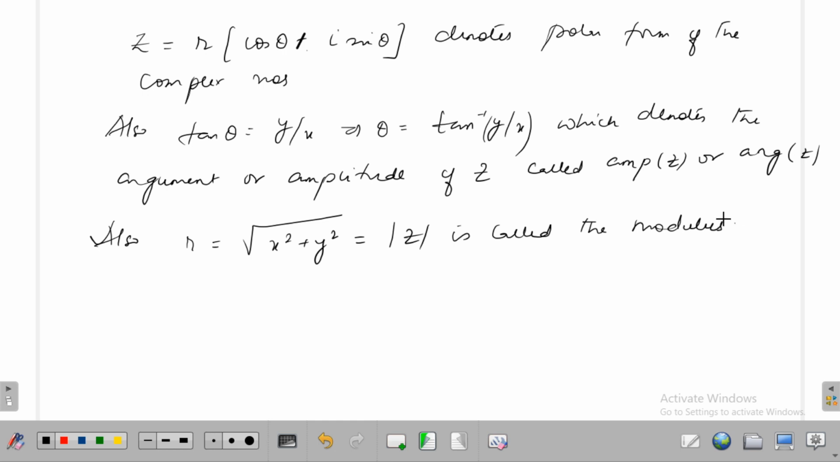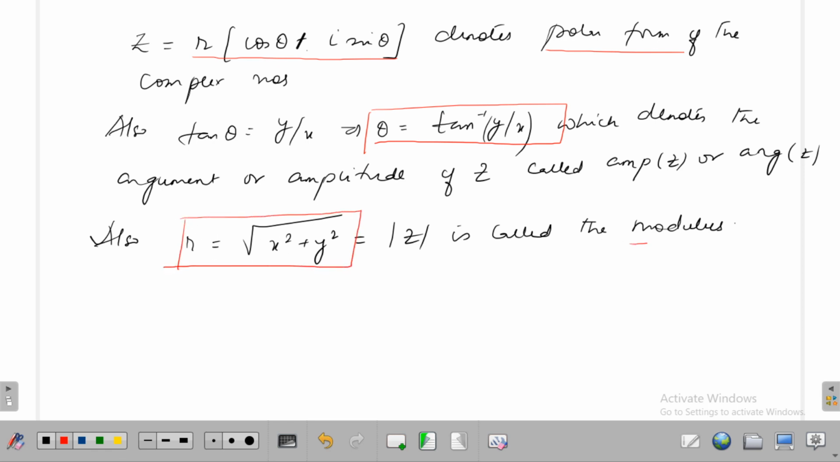So don't forget these three. The first one is z equals r times cos theta plus i sin theta, which is the polar form. Theta is equal to tan inverse y by x, and r is equal to the square root of x squared plus y squared, which is known as the modulus. And theta is known as the amplitude of z or argument of z.